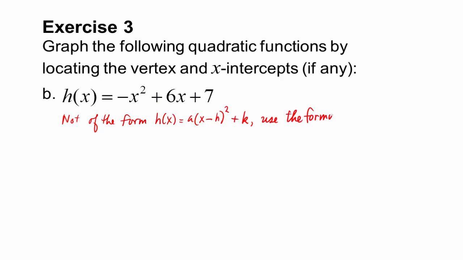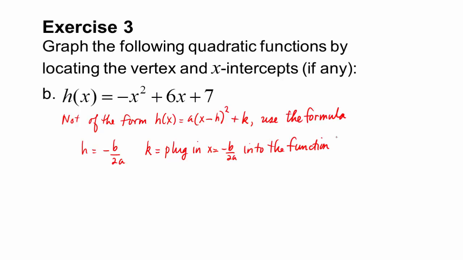Okay, what's the formula? Use the formula where h is equal to minus b over 2a, and then your k is just plugging x equal to minus b over 2a into the function, in this case h of x, to get the y coordinate of the vertex.